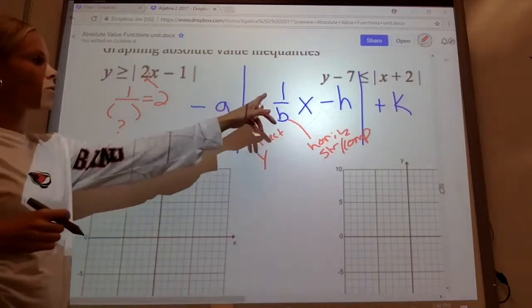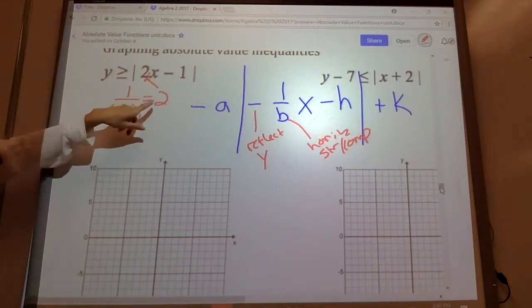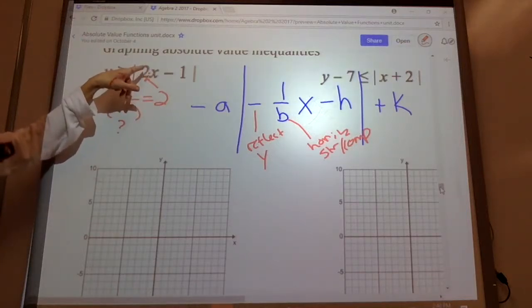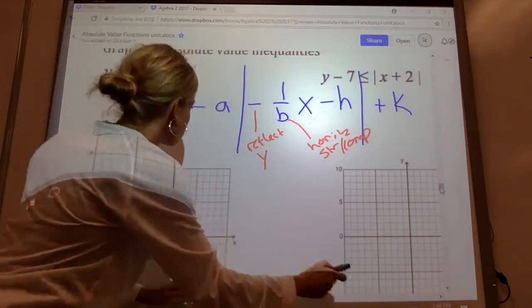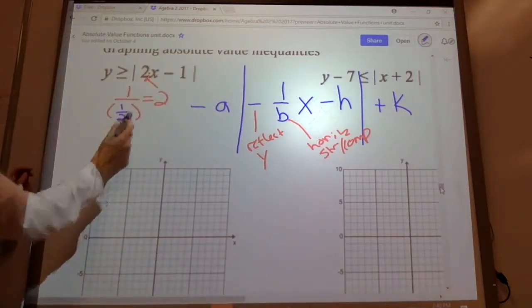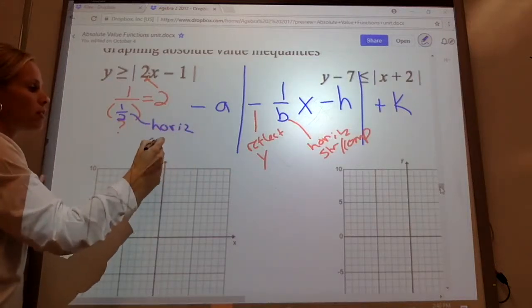So it's in this form, 1 over b. So 1 over what number equals 2? Because that's what I have there. Very good, 1/2. Yep. So 1 over 1/2 is 2. So really, this is a horizontal compression of 1/2.